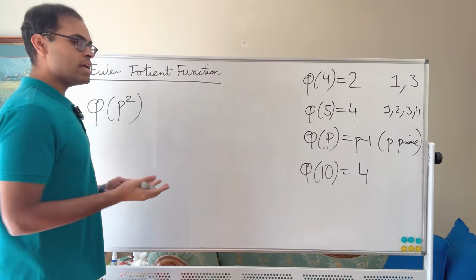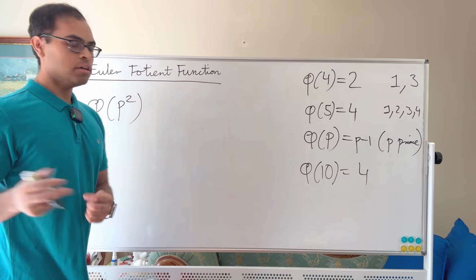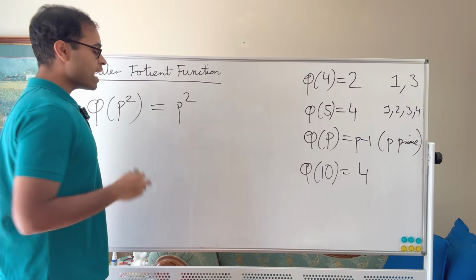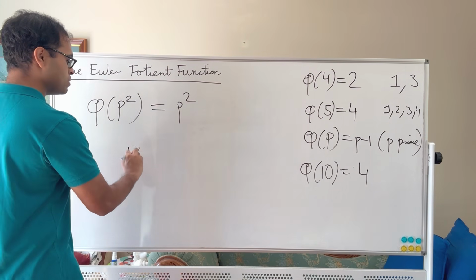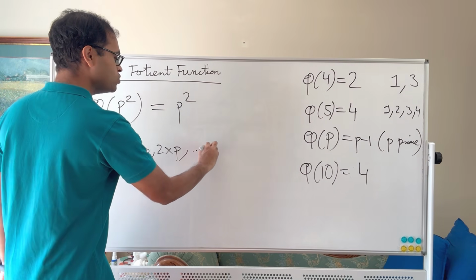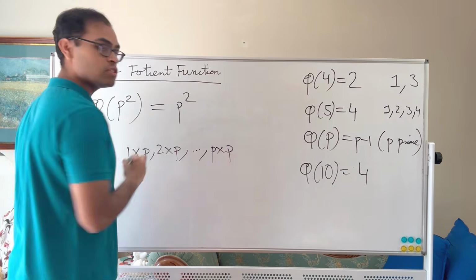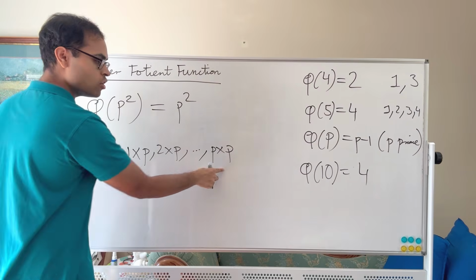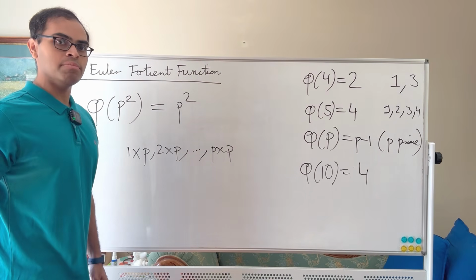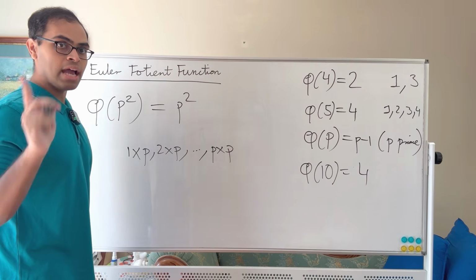Well, it just should be a number that isn't divisible by p. So there are p squared numbers in total from 1 to p squared, and out of those, what are the multiples of p? You've got 1 times p, you've got 2 times p, all the way up to p times p, which is p squared. These numbers are not going to be relatively prime to p squared, but everything else is going to be because it's not going to be divisible by p, and p is prime.